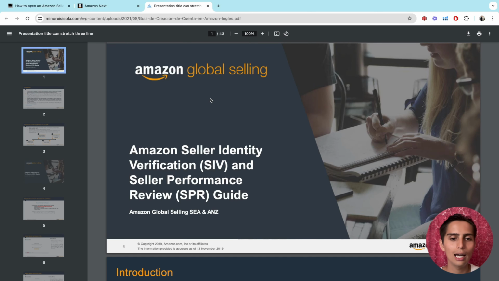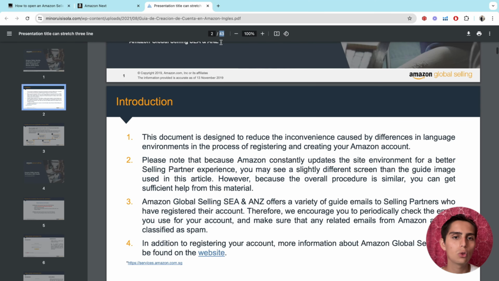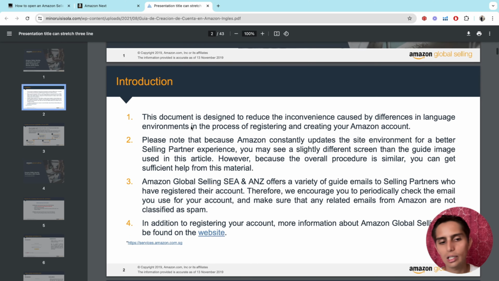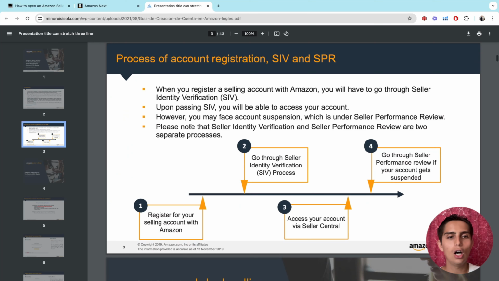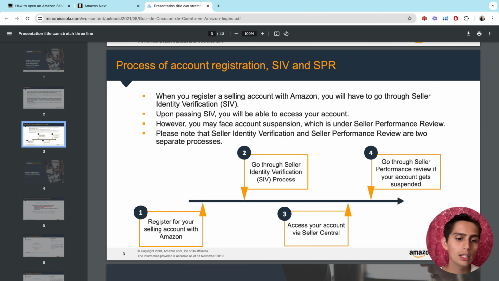This is the Amazon Seller Identity Verification, or as they call it, SIV, which you're gonna see a lot. Most likely they're gonna come back to you and say, hey, from Amazon Seller Identity Verification, we need this or we need that, and the email is gonna say this. So it's basically a 43 page PDF. Obviously we're not gonna go one by one, but what you want to do is understand what the process is like when it comes to the Amazon account registration. And this is basically it.